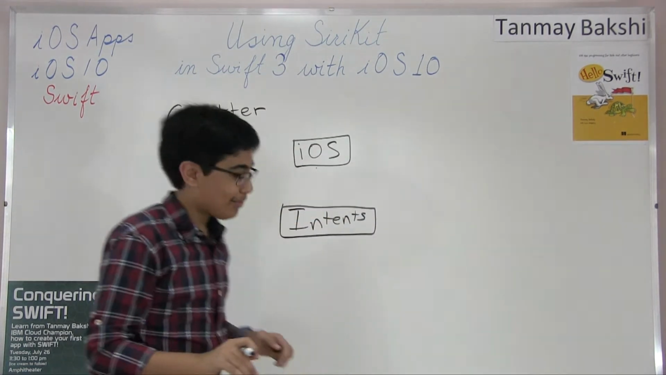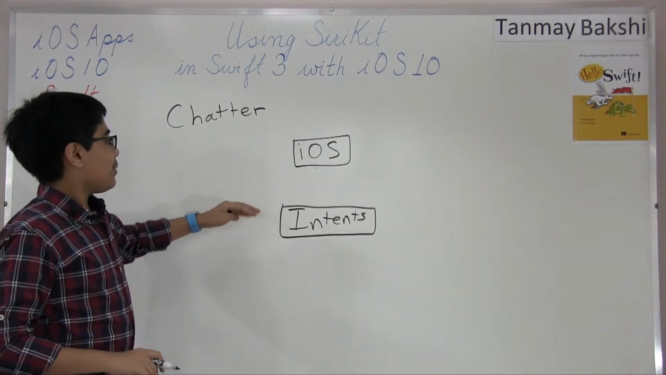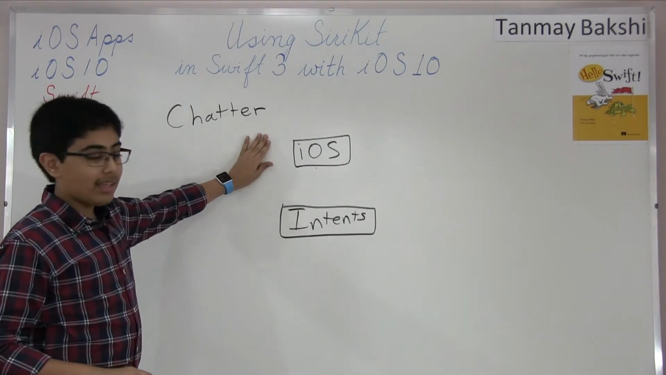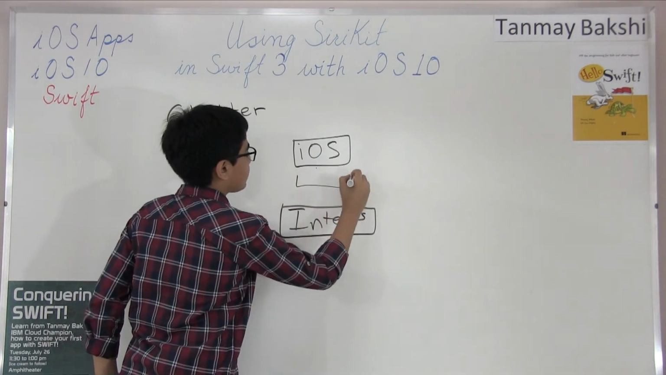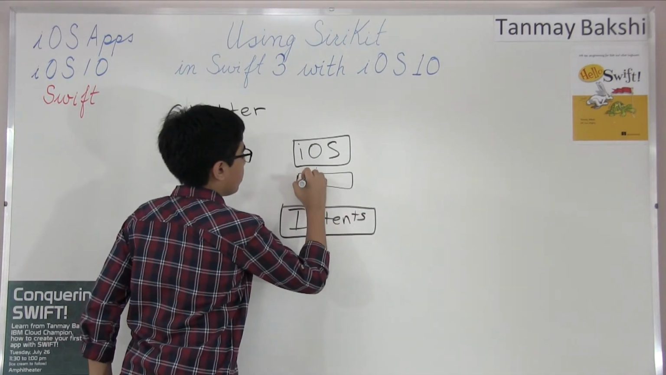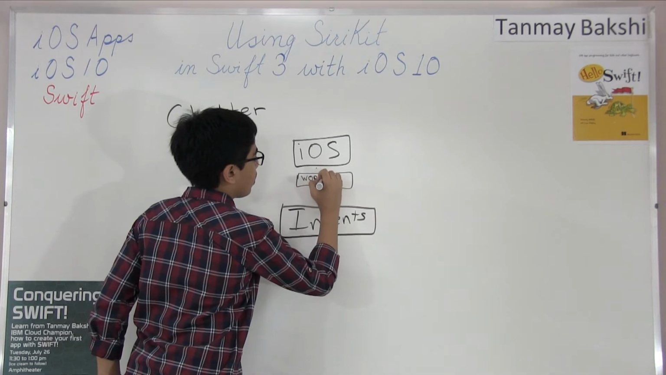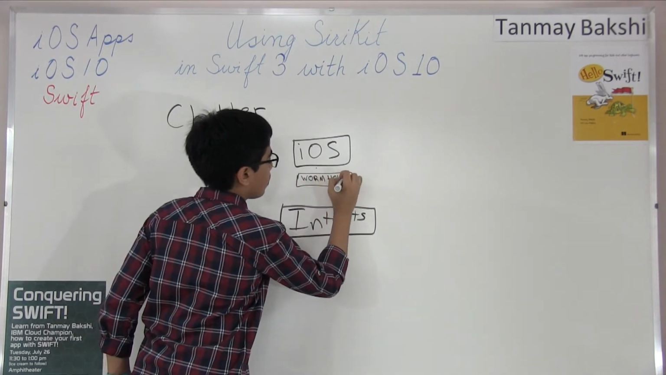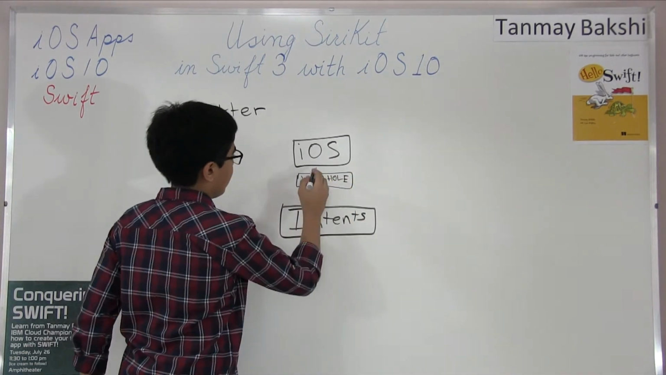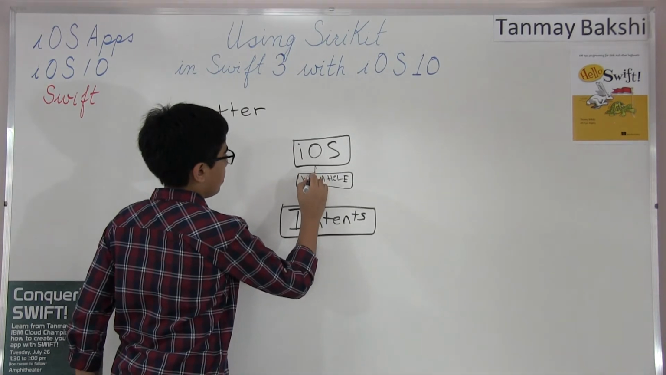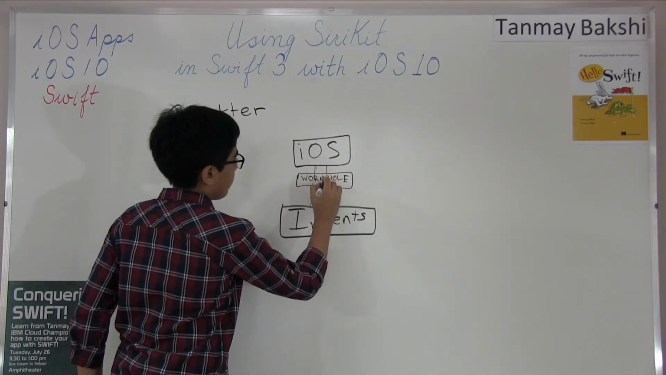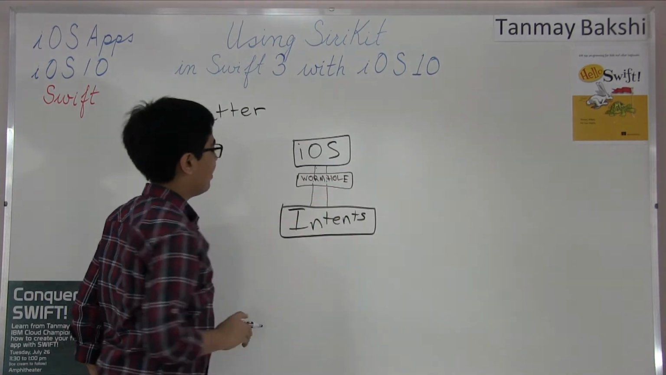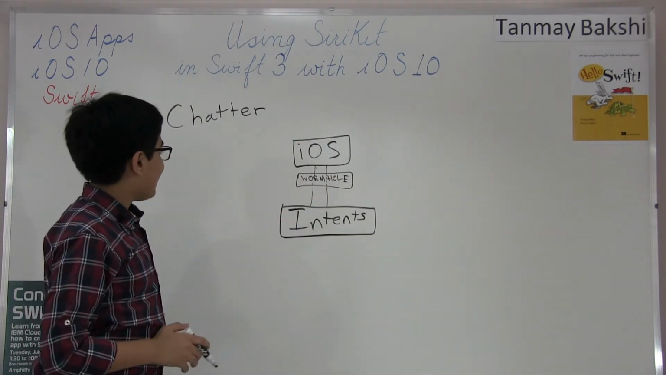Alright, continuing. So now, as you can see, we're going to have this iOS end, the Intents end, and using the wormhole, we're going to be able to communicate with Intents. Alright, and that's how we're going to work.